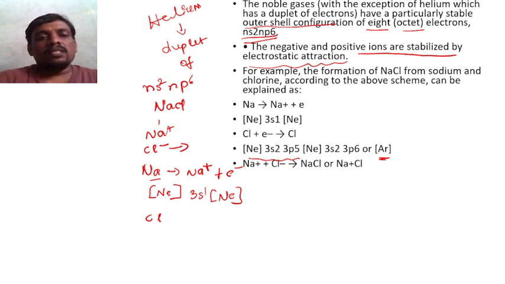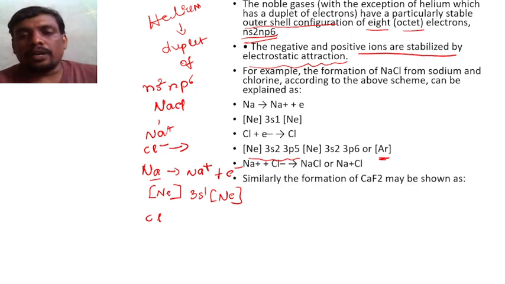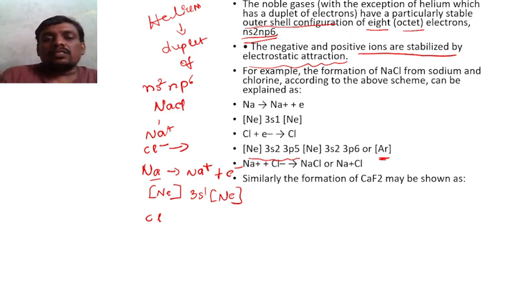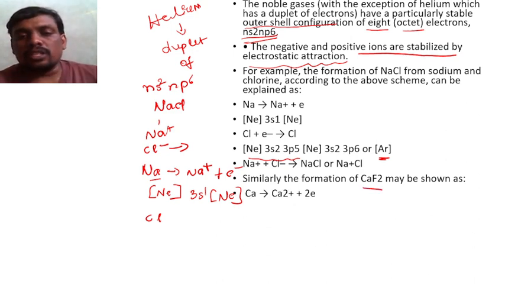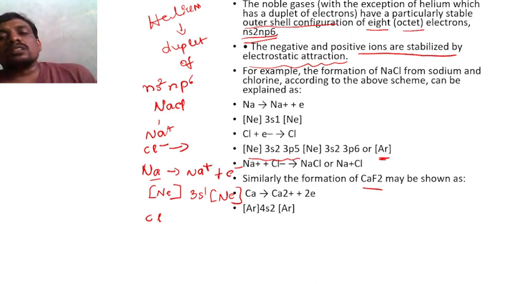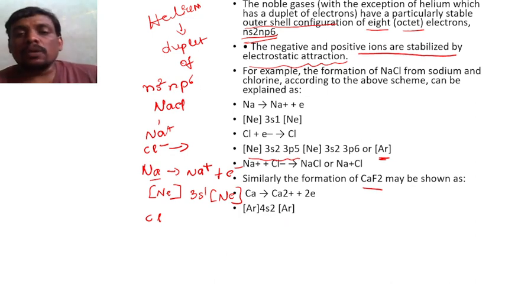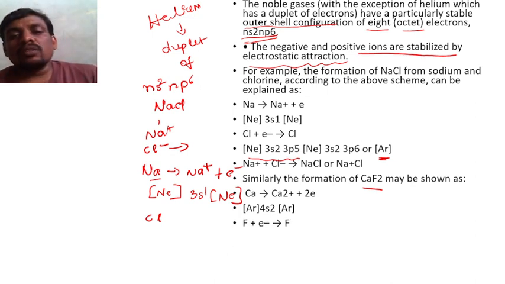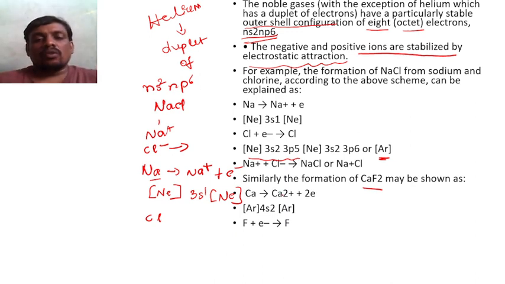Now Na plus and Cl minus are combined together, and finally it leads to the formation of sodium chloride, which is common salt. Similarly, the formation of CaF2, calcium fluoride, may be shown here. Ca2 plus, which means a positive ion, and 2 electrons are generally there. Argon plays an important role in the electronic configuration of calcium: argon plus 4s2. And what about fluorine? F plus an electron gives rise to fluoride.